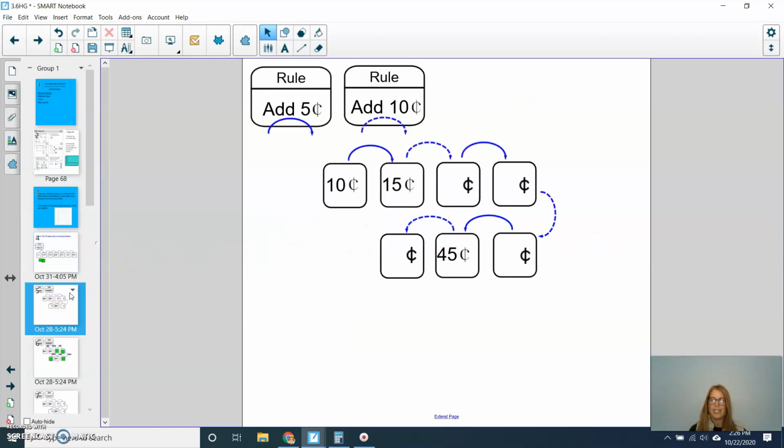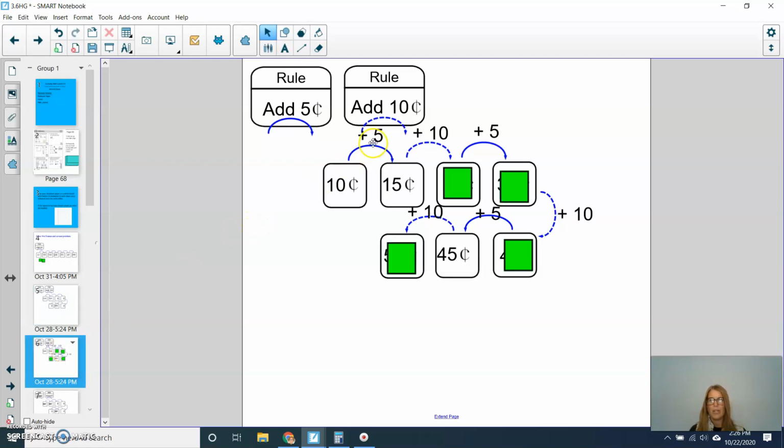Today we're going to see some problems with 2 rules. So watch how I do this first problem. Notice how whenever I see a dark blue line, I'm going to add 5. Whenever I see a dotted line, I'm going to add 10. So what I like to do is write down plus 5 whenever I see that dark line, and then plus 10 whenever I see the dotted line. Then it helps me to solve.